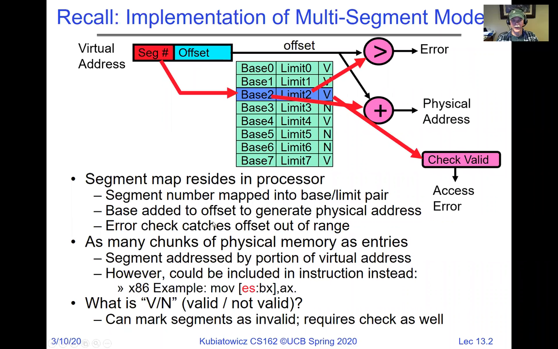But the other thing I mentioned is, although we're talking about the segment itself coming up here as part of the address, so we're taking 3 bits off the top of the address, later we'll also talk about how certain processors like the x86 have the segment actually in the instruction itself.